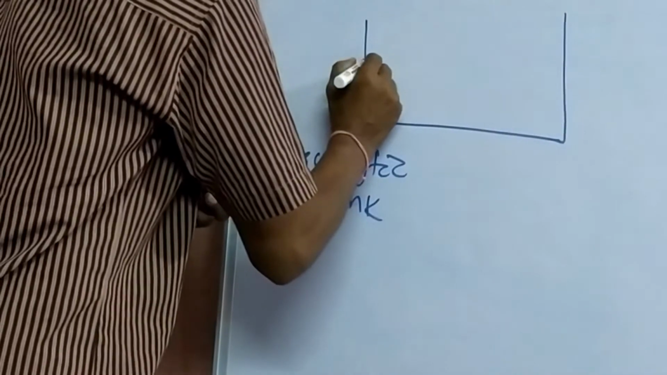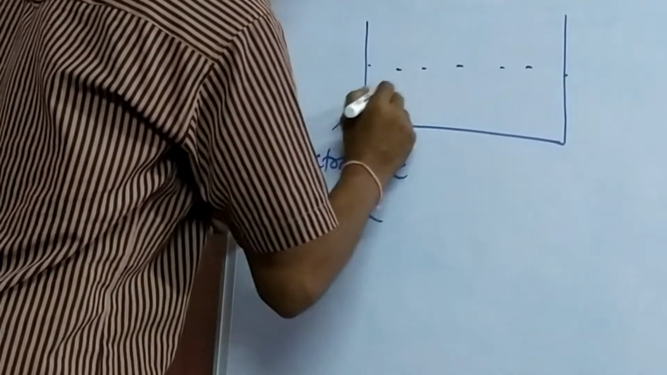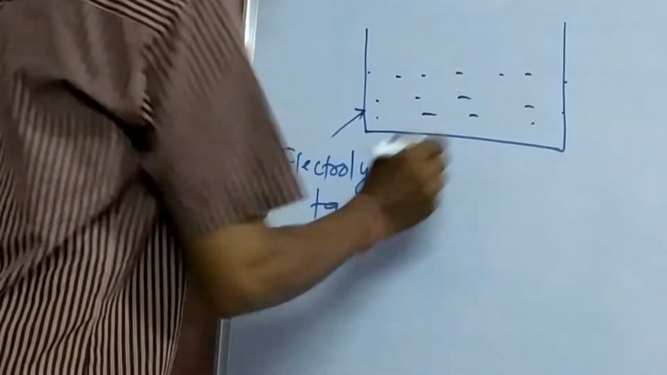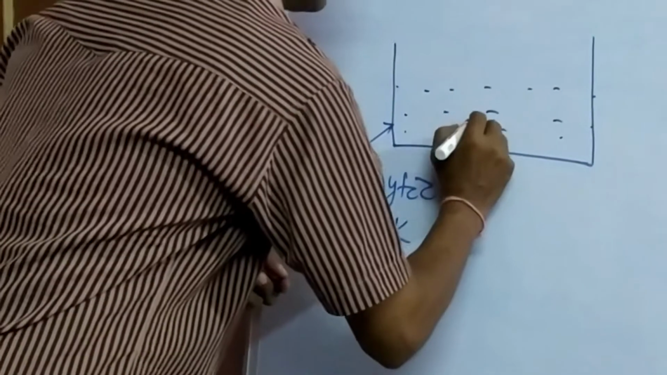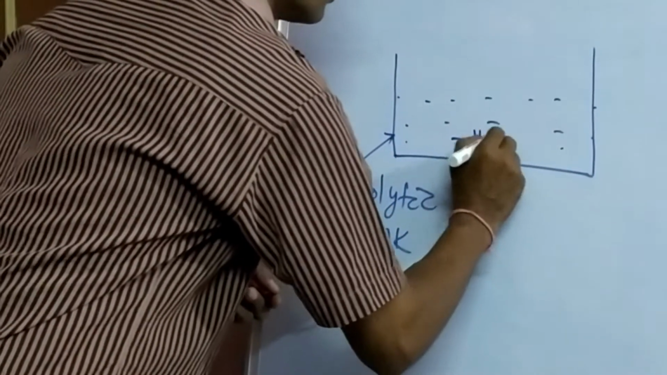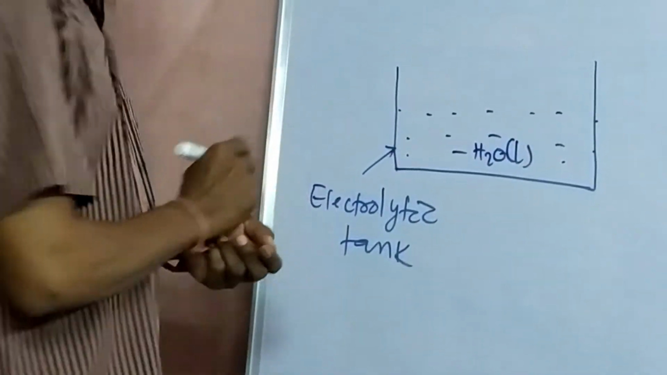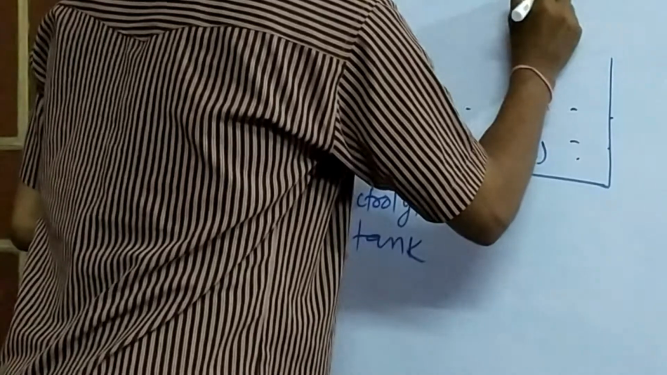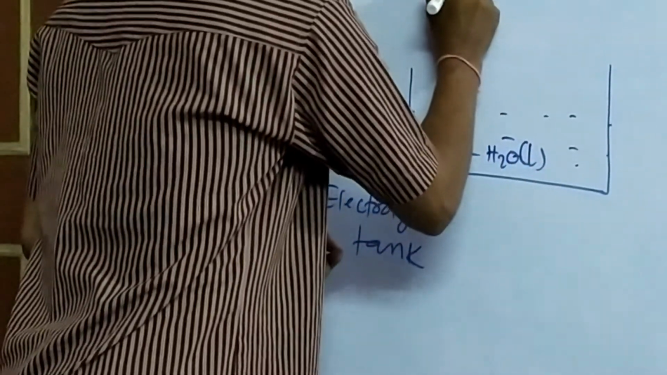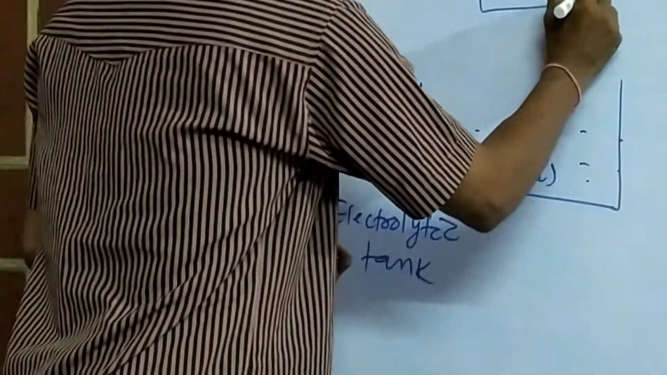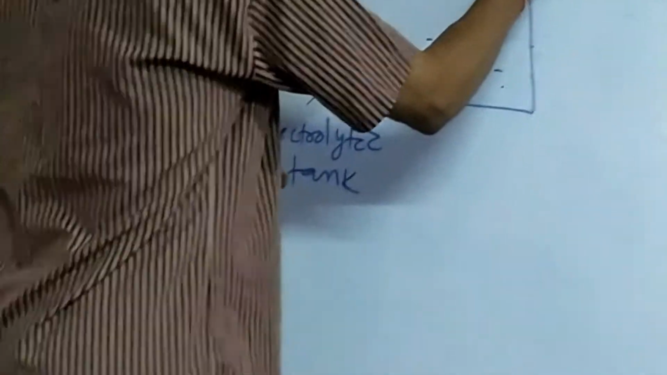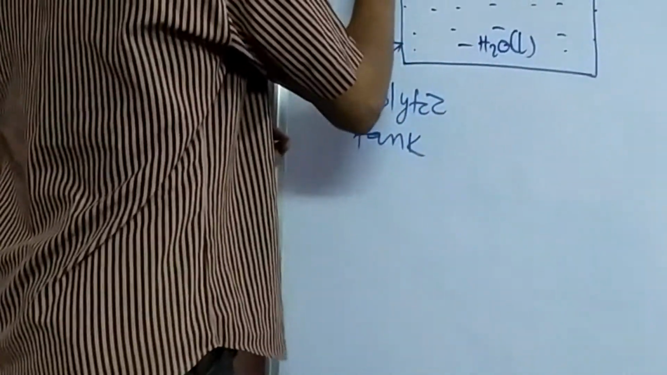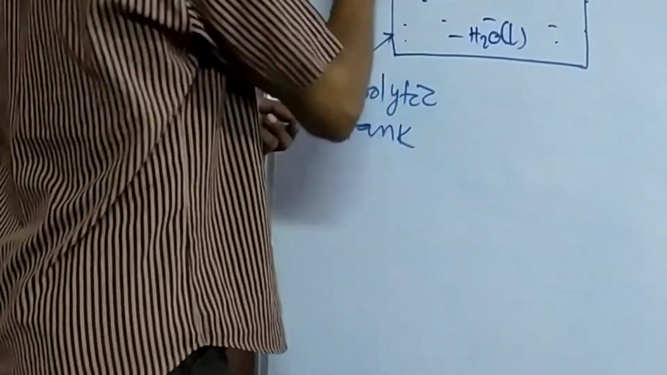Now what happens? In this you take water, right? Here water is there in the liquid form. Now what you do? Take the battery, right? It has two poles, positive and negative. The negative part is called cathode and the positive part is called anode.